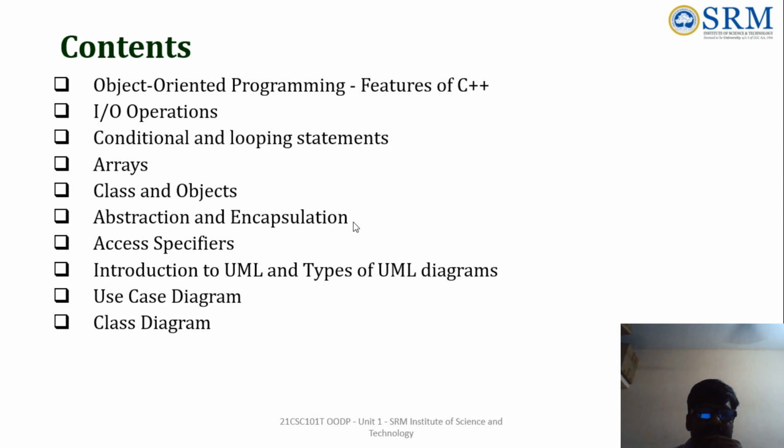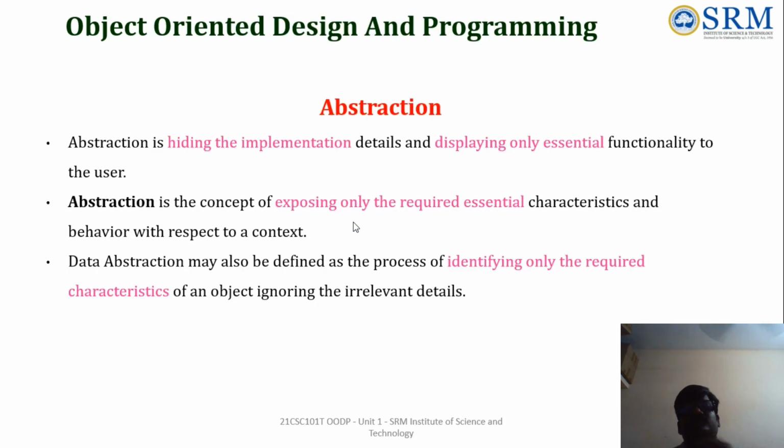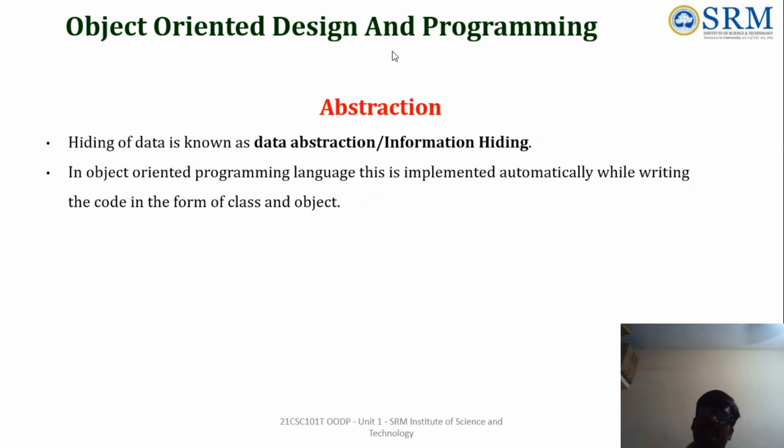So let's see what is there in abstraction. The point is hiding the implementation and showcasing only necessary, essential details to the user. In another way, abstraction is exposing only the required characteristics and behavior with respect to the context. Abstraction is also defined as the process of identifying only required characteristics of an object, ignoring the background or irrelevant or implementation details. Right. So hiding of data is known as data abstraction.